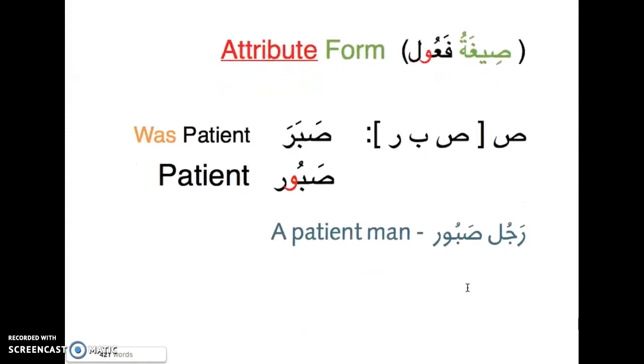Got one more to go. We'll talk about that in a second after we do the example. So from the root sabara, sabara was patient. Now if we give it as an attribute to someone, we say sabur, means patient, as an attribute of the person. And we put it in a normal sentence, rajulun sabur, a patient man.